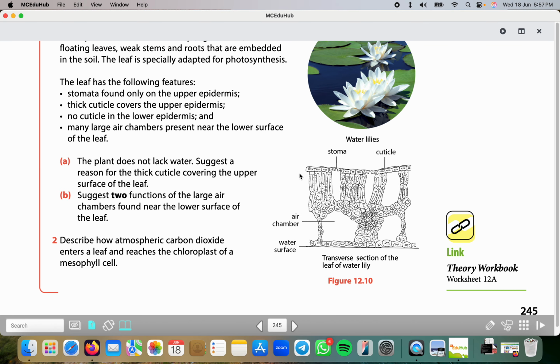Okay, and of course, one last thing, why are the stomata found at the top? It's quite an obvious reason. Because if the stomata were found at the bottom of the leaf of the water lily, then water would enter into the leaf and cause it to drown. Okay, so that's it.